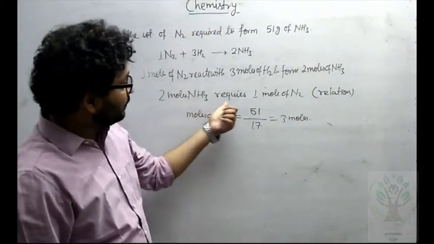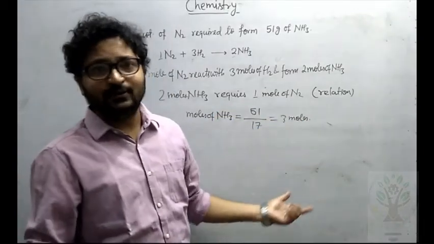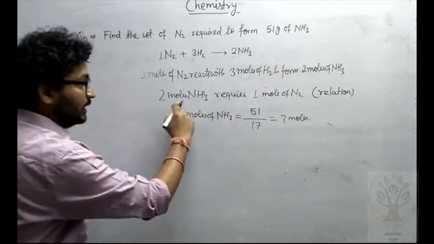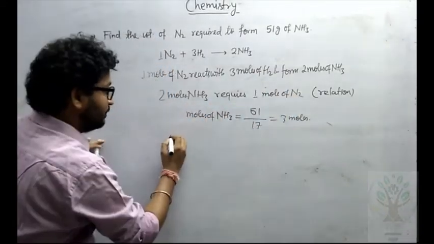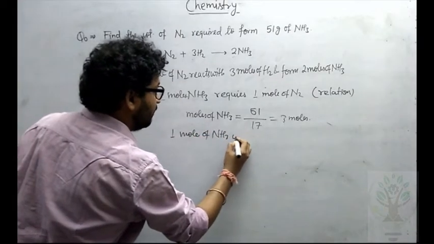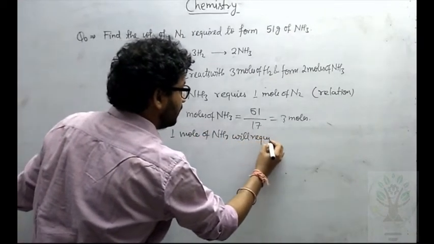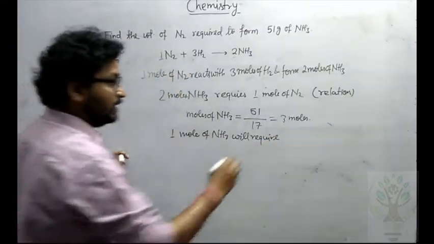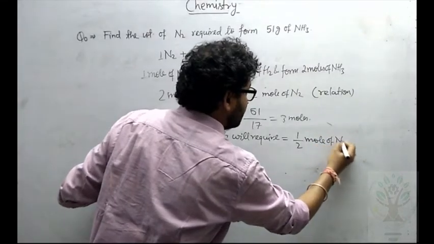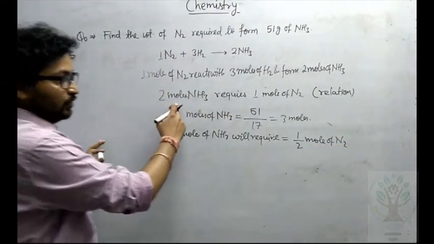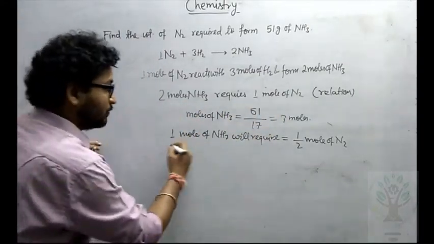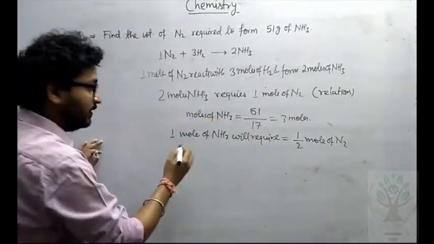2 moles of ammonia require 1 mole of N2. But I don't have 2 moles. I am rich again. How many moles of ammonia do I have? 3 moles. So tell me, 2 moles of ammonia requires 1 mole of N2. So 1 mole of ammonia will require how many moles of N2? 1 upon 2 mole of N2. Can you see? 2 toffees cost 2 rupees, so 1 toffee will cost 1 rupee. Similarly, 2 toffees cost 1 rupee, so 1 toffee will cost half rupee. So 1 mole of ammonia will require half mole of N2.